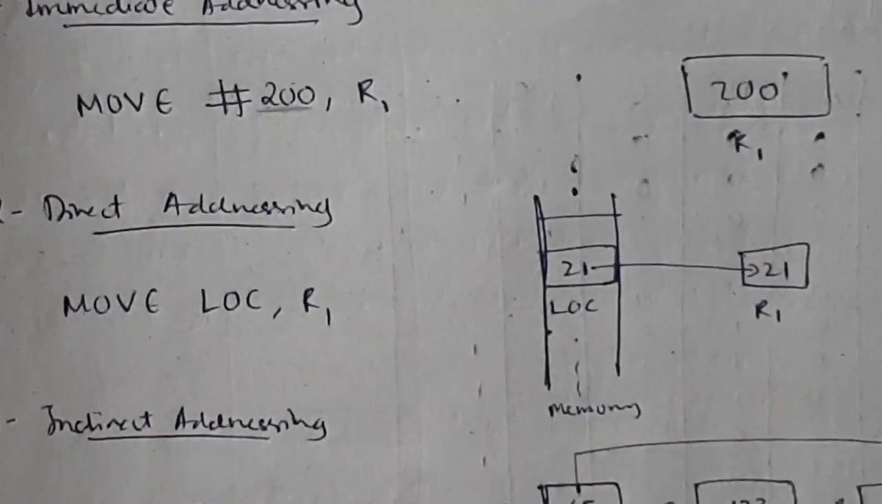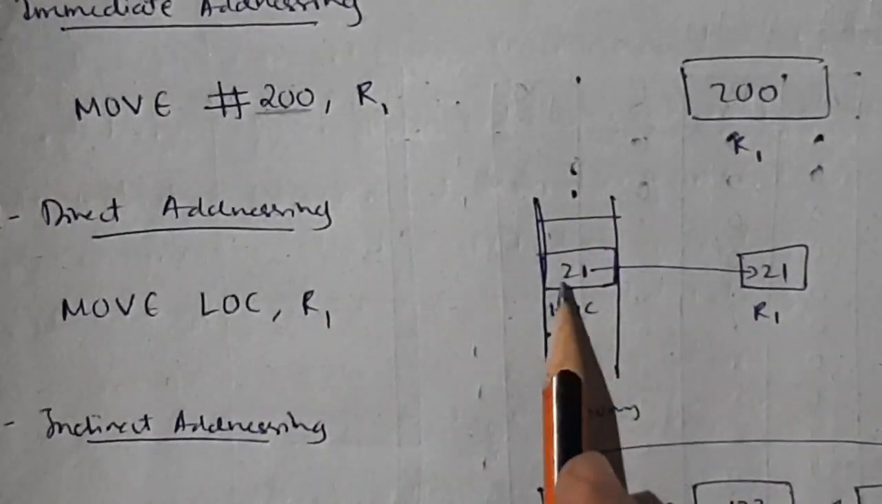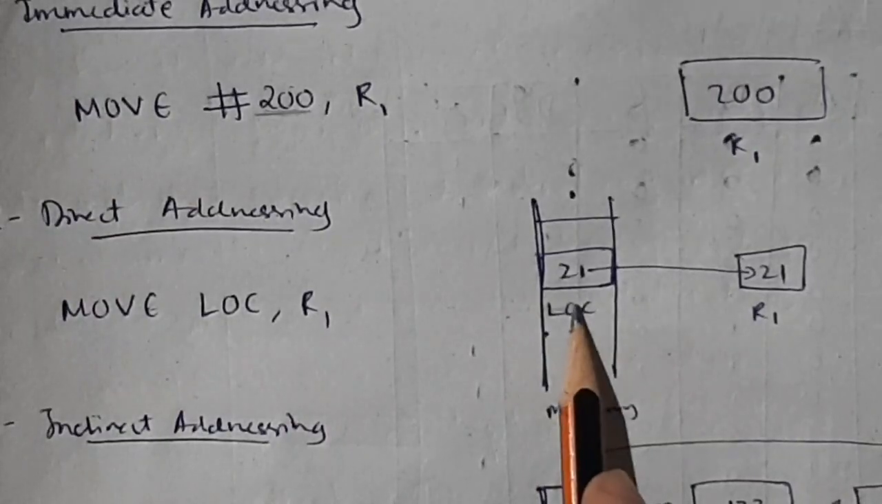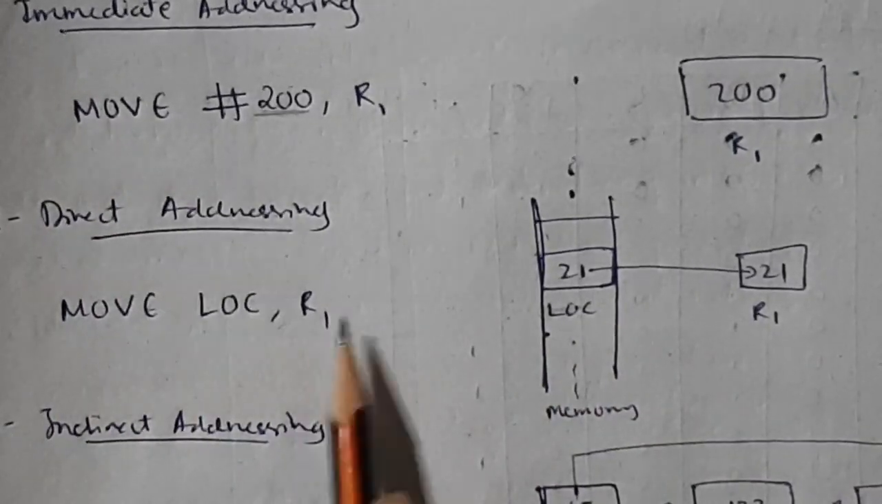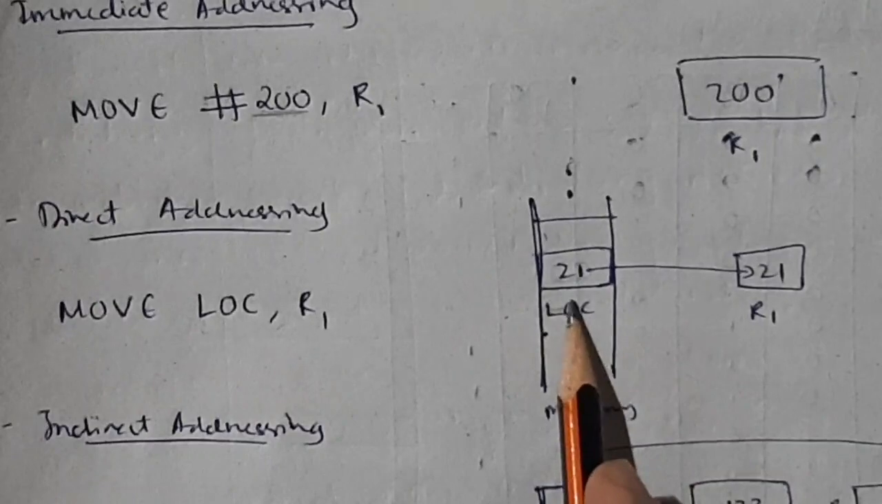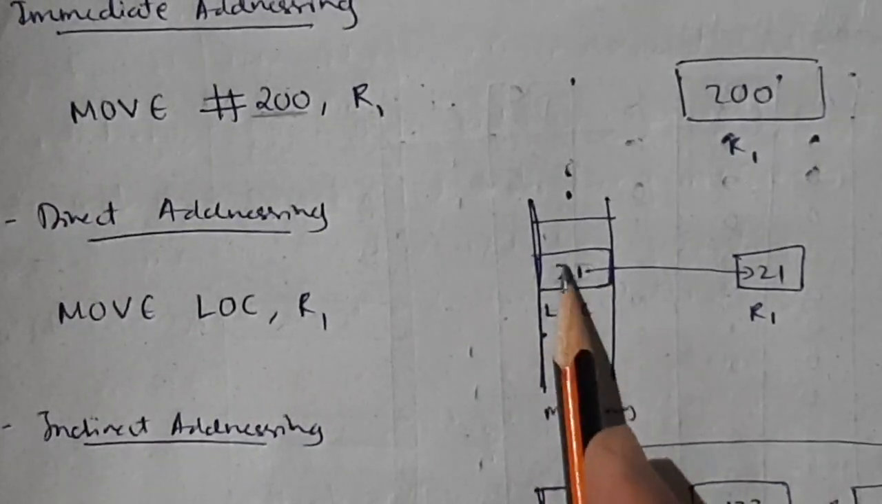Next one is direct addressing. This is the memory. In memory you will have some digit here and it will have some address. Okay, move LOC, R1, that will move the data which is present in this particular location to R1.